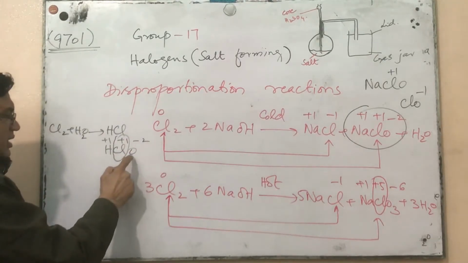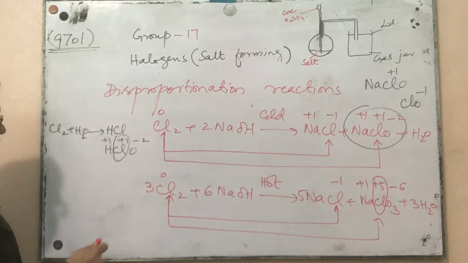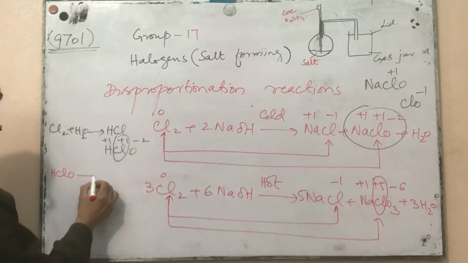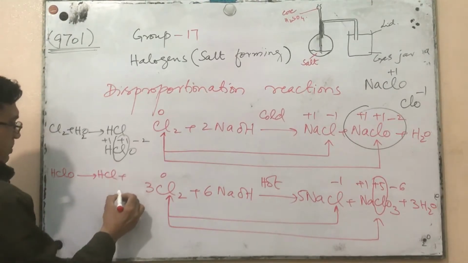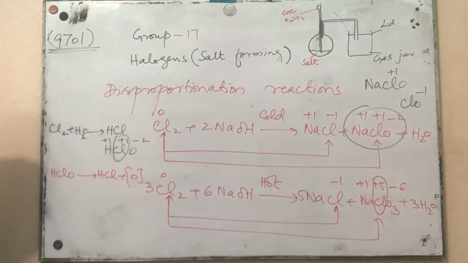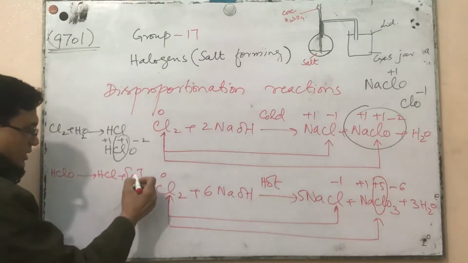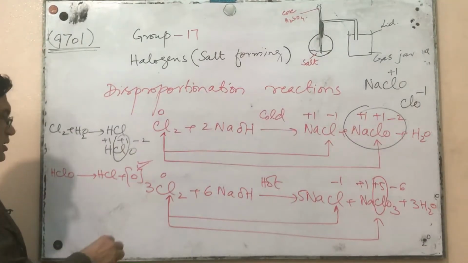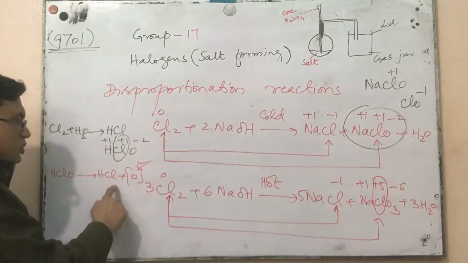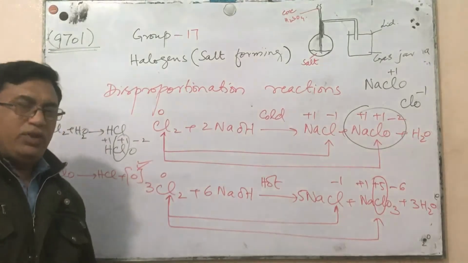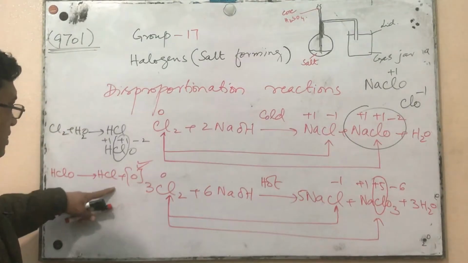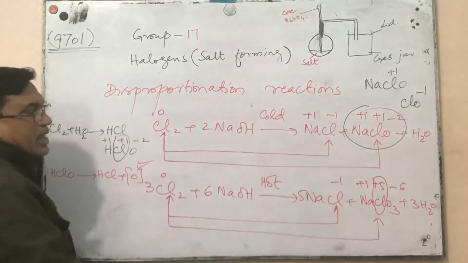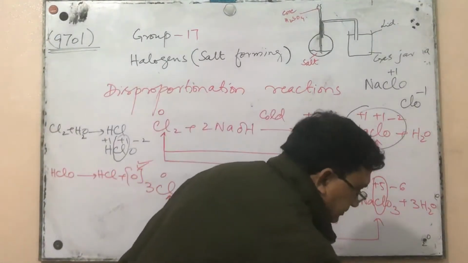Now this HClO will again decompose quite easily, producing HCl and atomic oxygen. Now this atomic oxygen will react with the stains and bacteria to destroy them and to remove the color. So in this manner all these are used in the sterilization process and as bleaching agents.